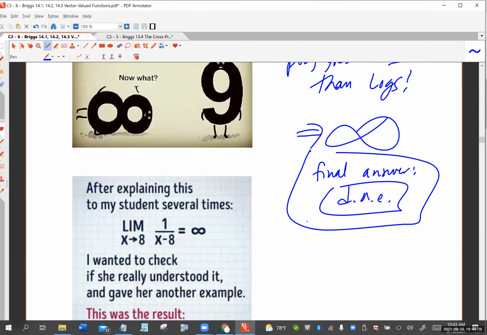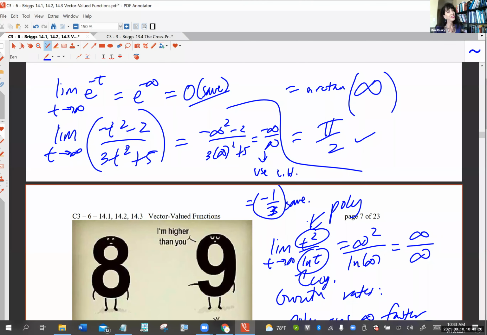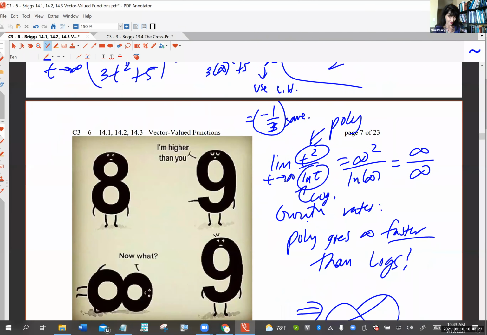So question. There'll be no vector for this, right? Since we have an infinity. That's correct. Nothing. Okay, 0. Can't do a vector.